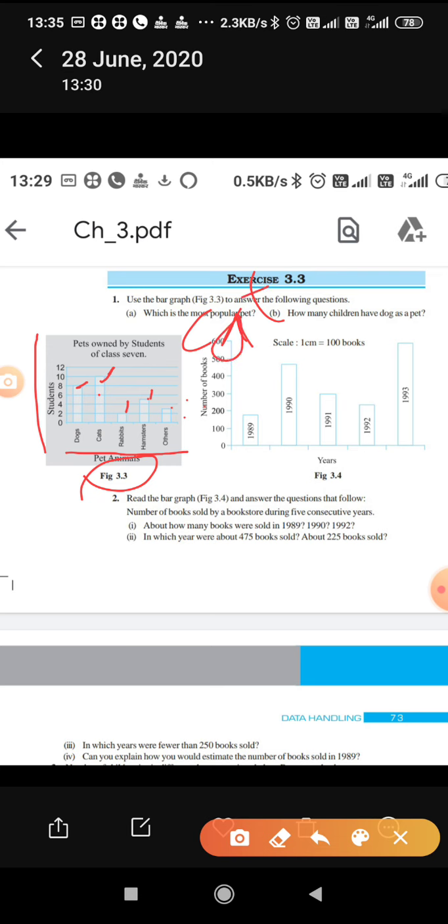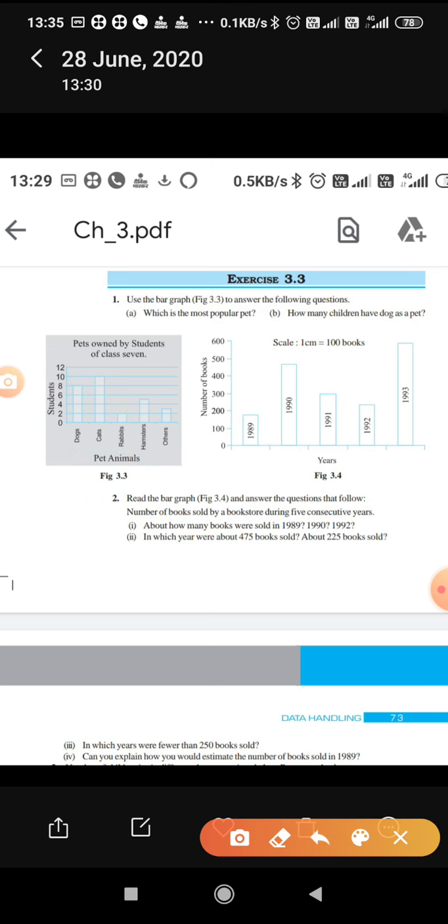Then, how many children have a dog as a pet? This is the dog, and here you can see it goes till the 8. So the answer will be 8. So here we have completed our first question.